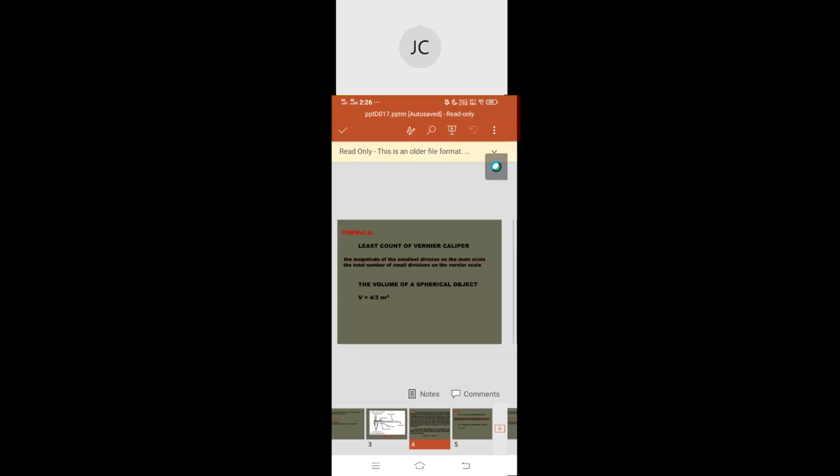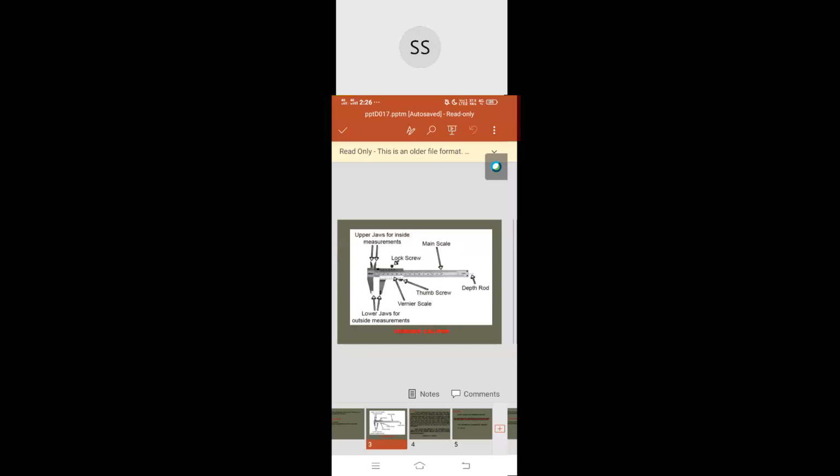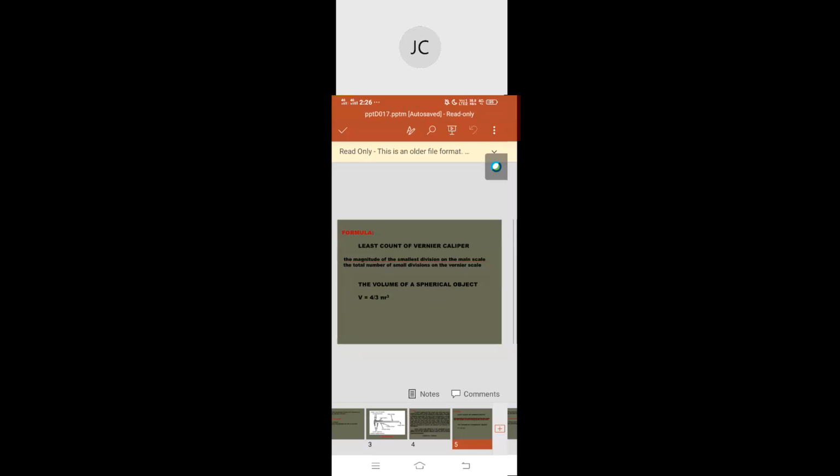The procedure to take the readings is to take the object and place it between the two lower jaws, observe the readings in the main scale and vernier scale, and take out the readings. After finding the readings, we first have to tabulate and then calculate the volume. Thank you.